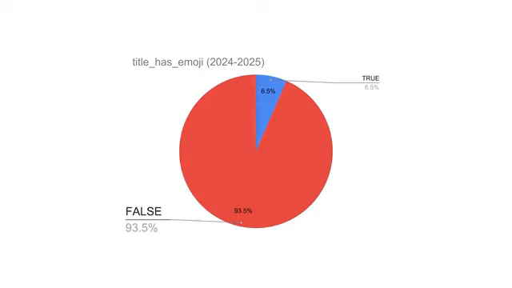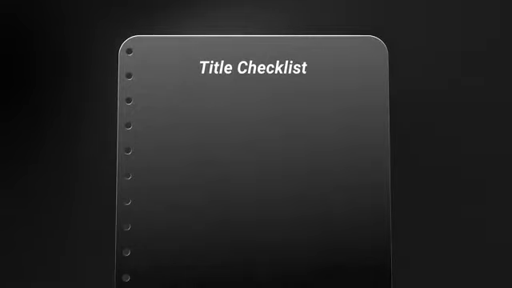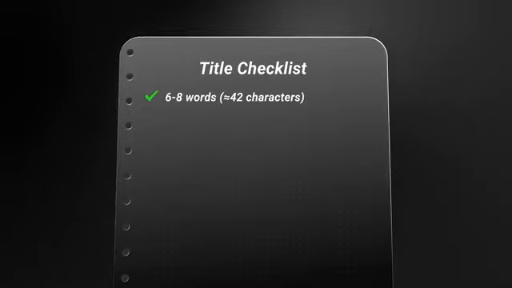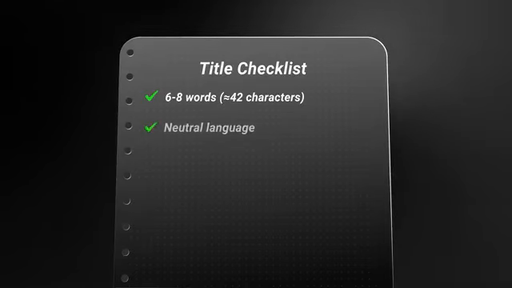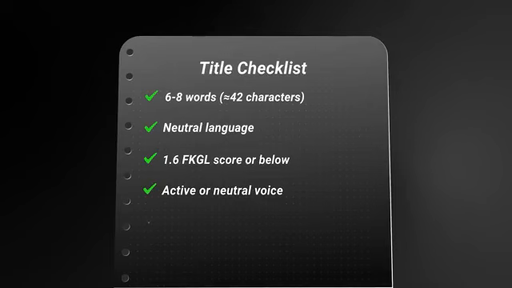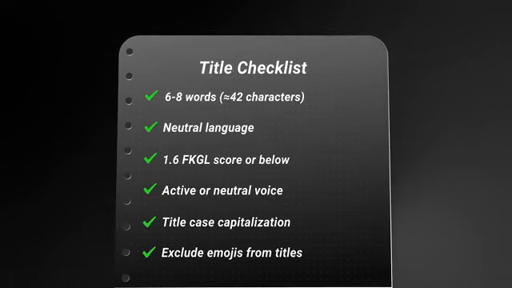So if you want to model the titles from the top YouTubers, here is your final checklist. First, aim for a title length of about 6 to 8 words long. Be written in neutral language. Have a complexity score of 1.6 or below. Use active or neutral voice. And when it comes to typing your title, use title case, so capitalize the first letter of every word, and stay away from emojis. So on screen right now, you're going to see both of the checklists so you can screenshot them.